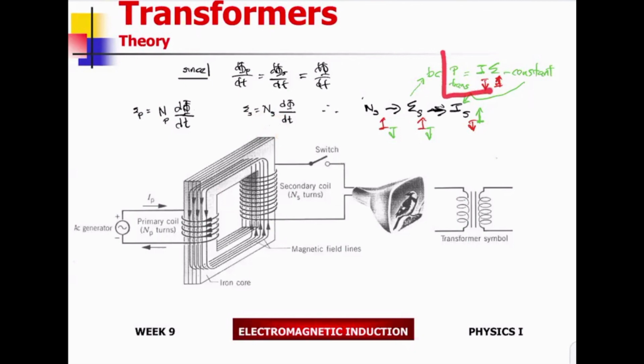Because generated and transmitted powers are the same, the voltage and current are inversely proportional to each other. If the voltage goes up, the current goes down. If the voltage goes down, the current is going to go up. So by increasing the number of turns in the secondary, you increase the voltage, and then you reduce the current. I think we answered the next two questions.